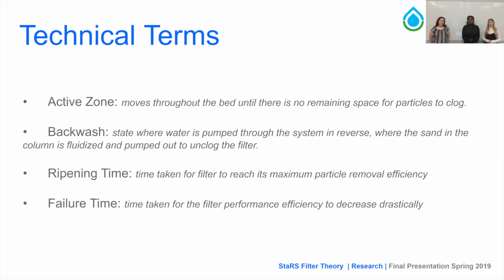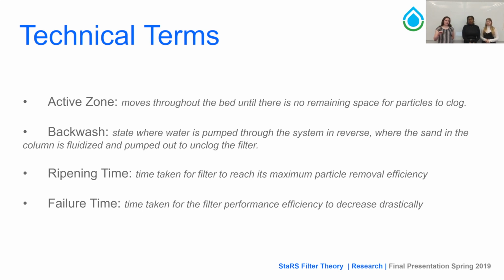Alright, so some technical terms are important for understanding how filtration works. I'm going to go ahead and define them. The active zone is the area where filtration is actually happening. It's the pores that are getting filled with flocs in the filter. It moves throughout the column, and when the active zone reaches the end of the filter, when all of the pores have been clogged, that's when we reach our failure time.